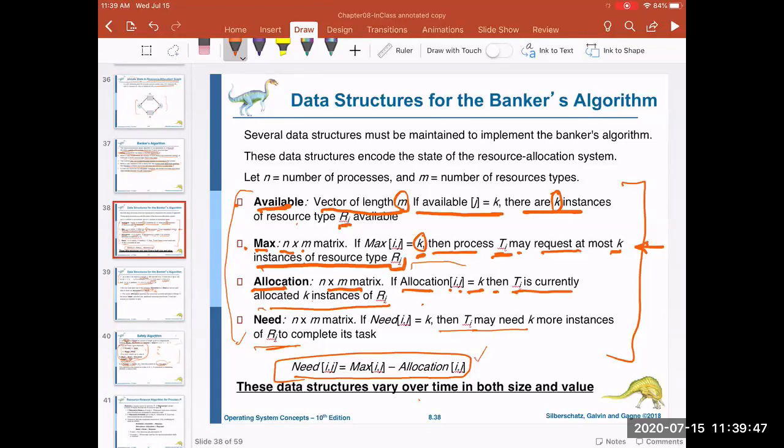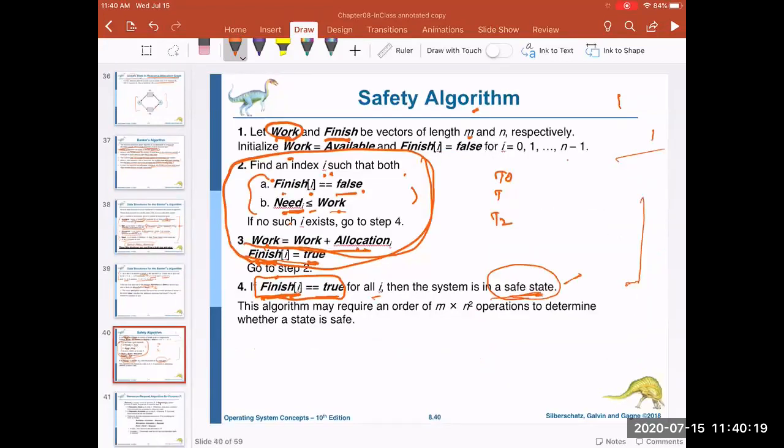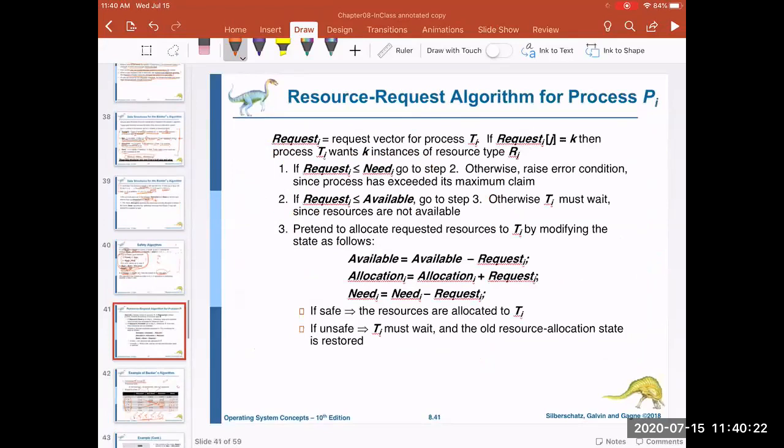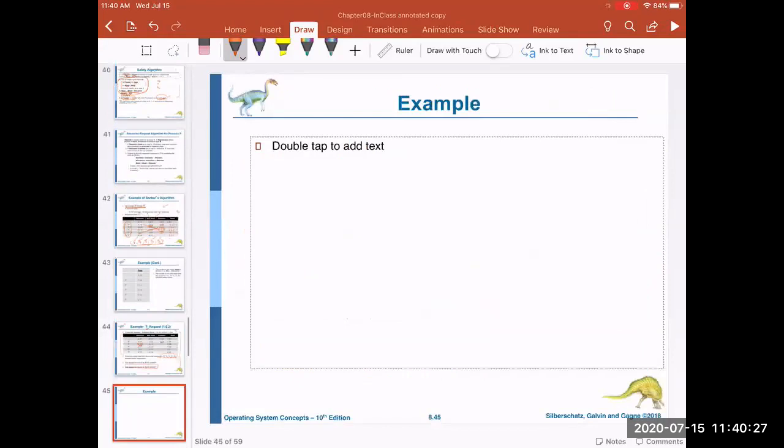So whenever a question comes to you, 3 things would be given: available, which is the maximum available for the system; maximum, which is what is needed; and allocated, the resources already allocated to that particular thread. Based on that, we have to judge whether it is a safe or unsafe state, and whether the next request can be allocated or not. We discussed the safety algorithm, and then the resource request algorithm. We did one example, and I want you to do one example for me today.